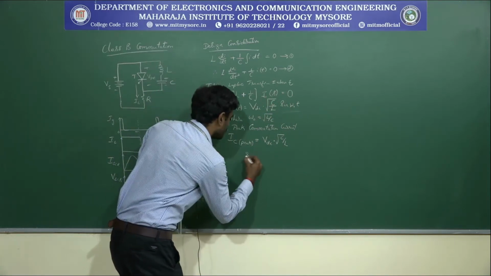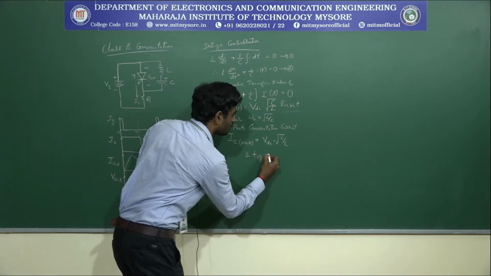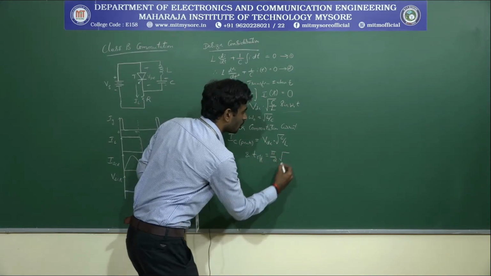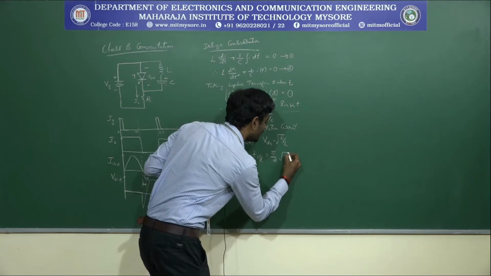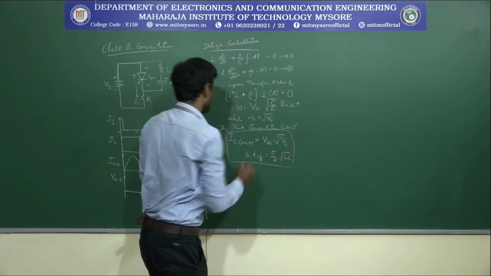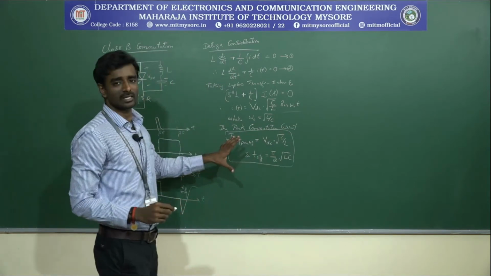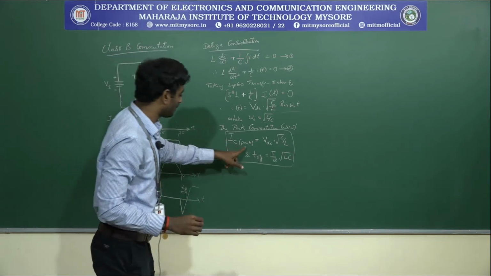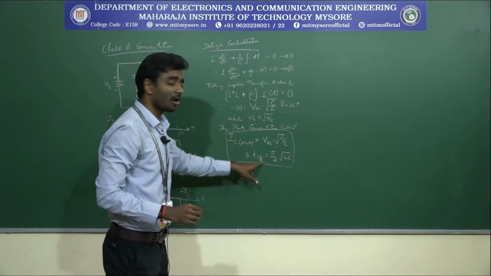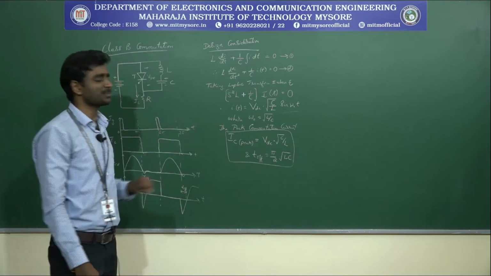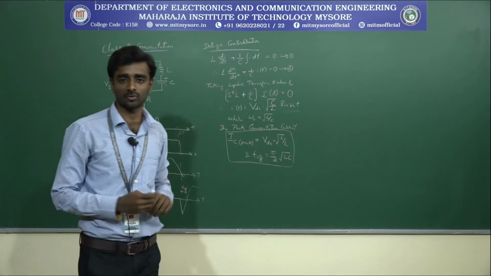Similarly, the off time T off can also be written as pi by 2 into root of L into C. So these are the two values you need to consider while designing your class B commutation: the peak current of your commutation and the off time of your commutation circuit. This is with respect to forced commutation.